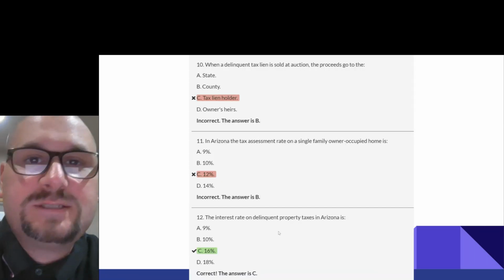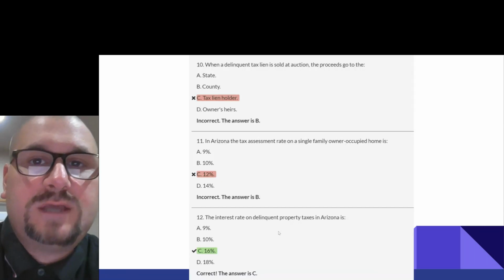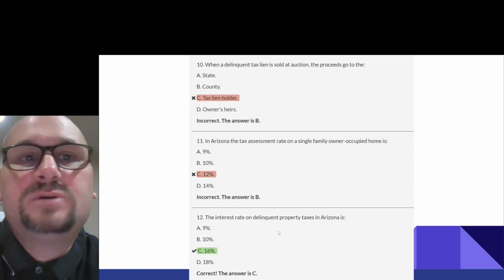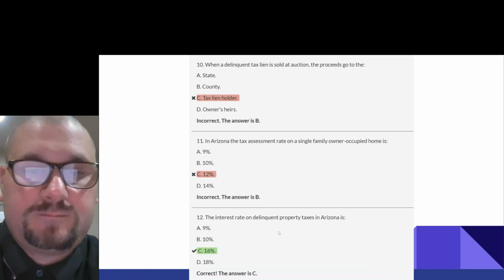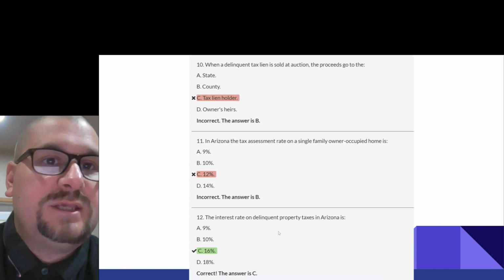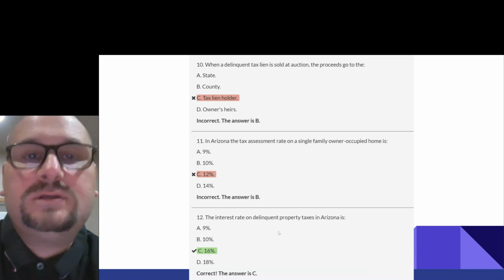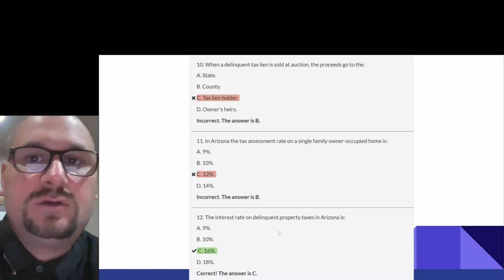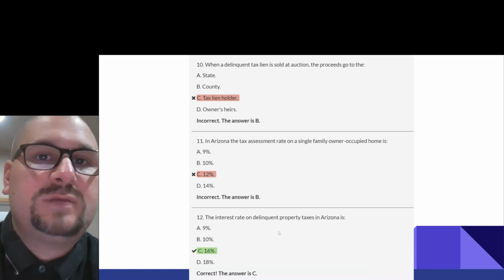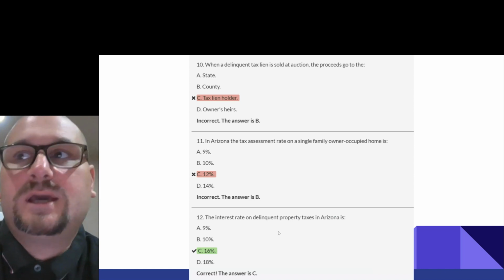When a delinquent tax lien is sold at auction, the proceeds go to the county. So county is where the proceeds go when a delinquent tax lien is sold at an auction.